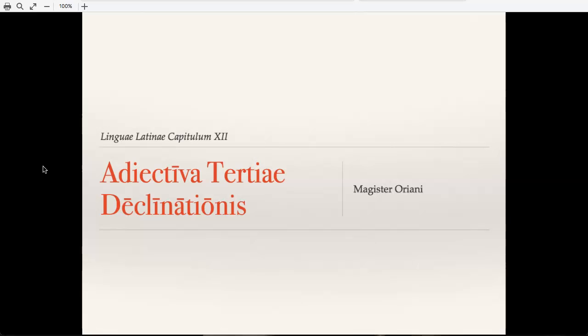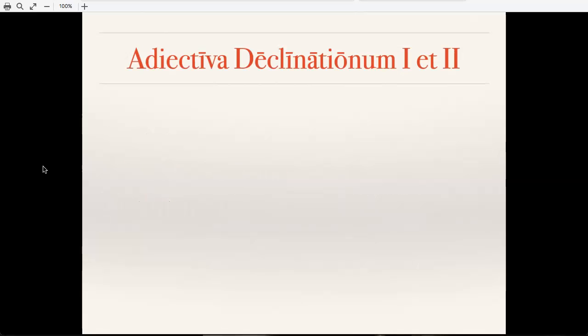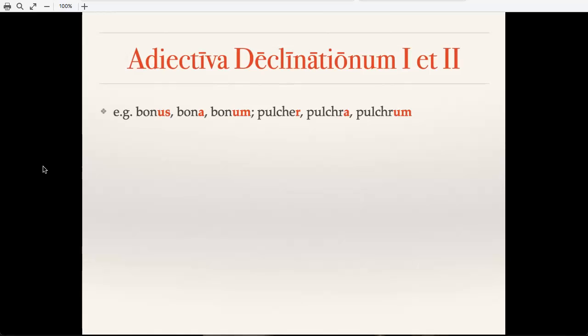Adjectiva tertiae declinationes. First, a review of the adjectives we've done so far, which we refer to as belonging to declinationes prima et secunda. Exempli gratia, bonus, bona, bonum, or pulcher, pulchra, pulchrum. We can identify these because of this pattern, -us, -a, -um giving us the masculine, feminine, and neuter forms.